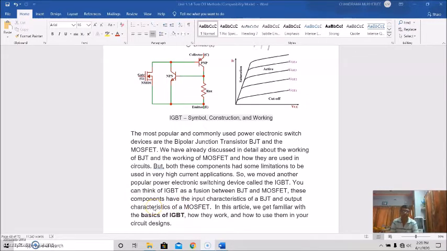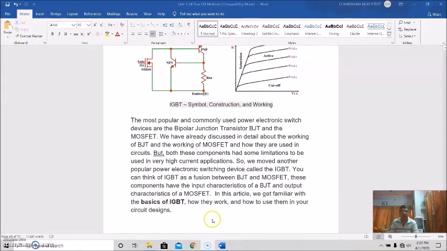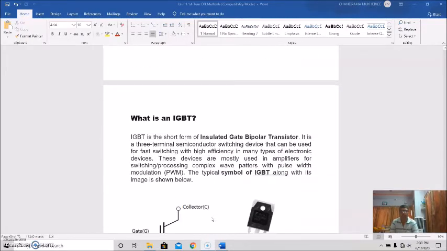So IGBT, you can think of it as a fusion between BJT and MOSFET. These components have the input characteristics of a BJT and the output characteristics of a MOSFET. Very interesting. Today we'll discuss the basics of IGBT, how they work, how to use them in circuit designs, etc.